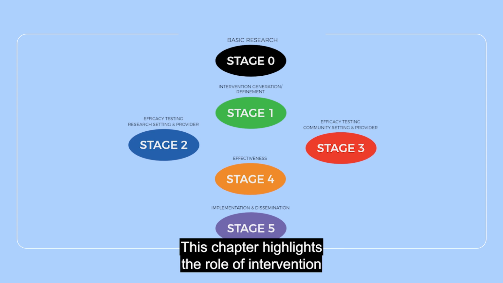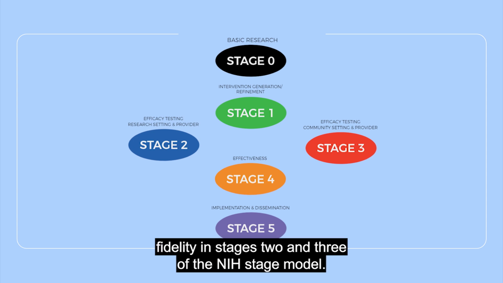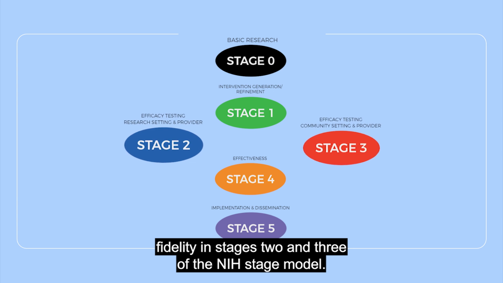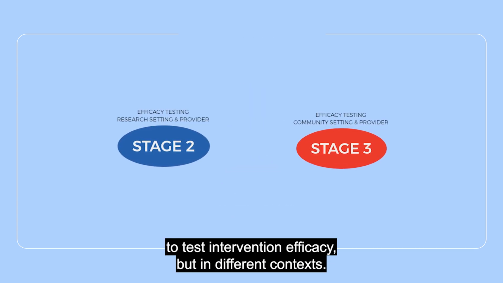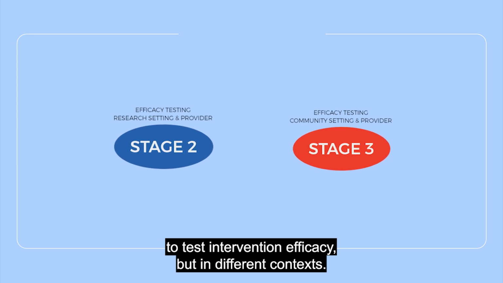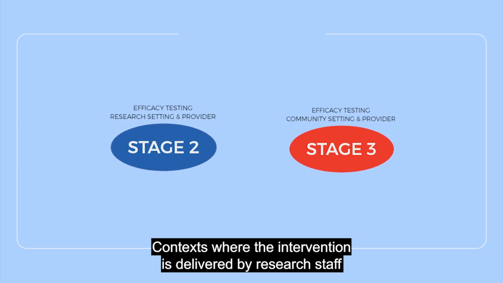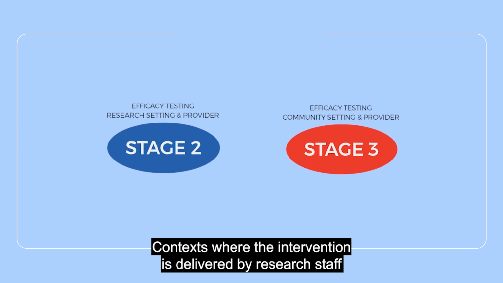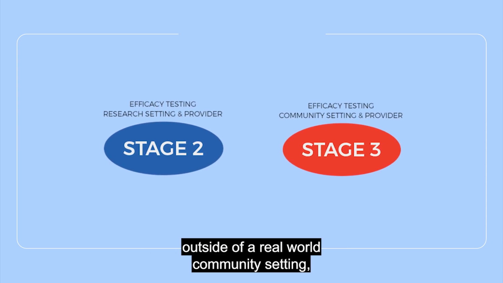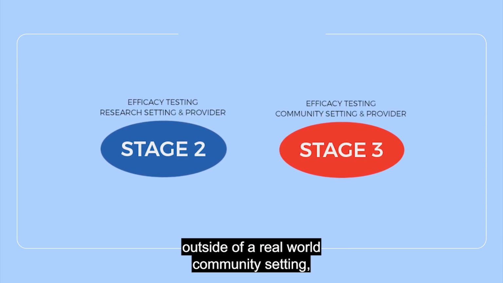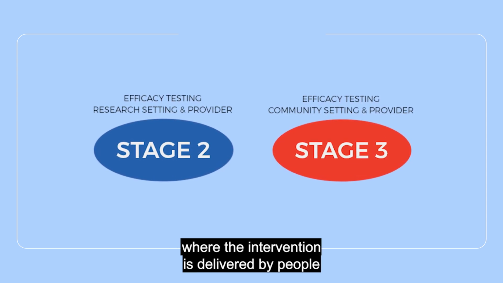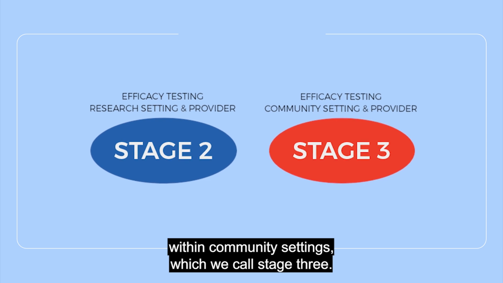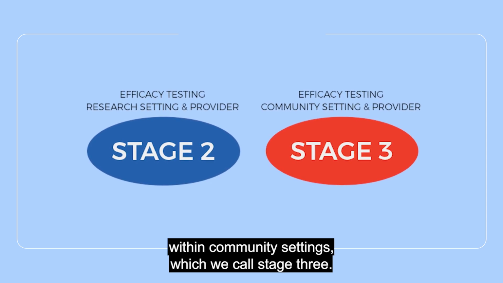This chapter highlights the role of intervention fidelity in Stages 2 and 3 of the NIH Stage Model. Both Stages 2 and 3 are meant to test intervention efficacy, but in different contexts. Contexts where the intervention is delivered by research staff, outside of a real-world community setting, which we call Stage 2. Or contexts where the intervention is delivered by people within community settings, which we call Stage 3.